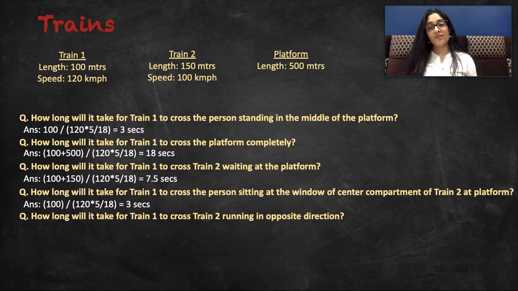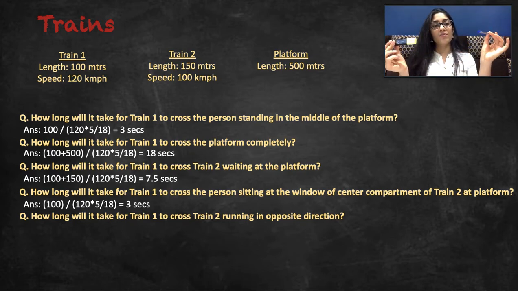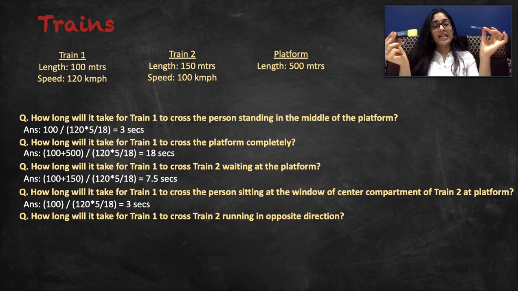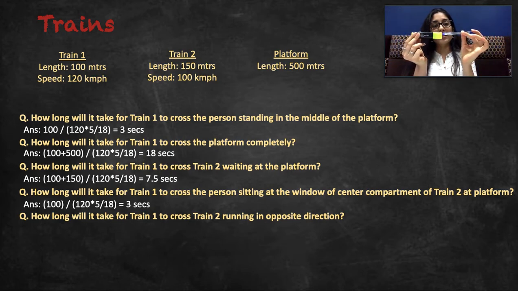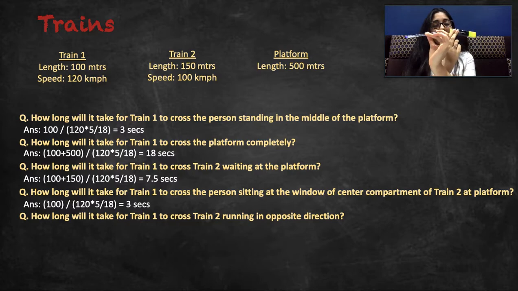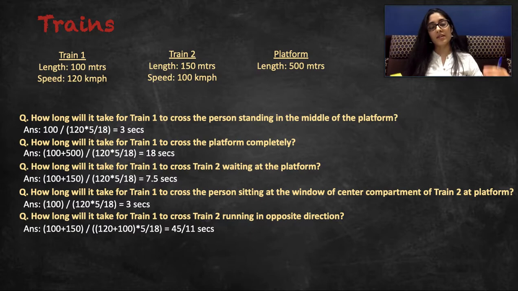How long will it take for train 1 to cross train 2 running in opposite direction? Now we have more than one object moving, so here's where relative speed will be introduced. If train 1 and train 2 are moving in opposite direction, time taken to cross each other will start from this moment and will end at this moment. So total distance is the length of both the trains, and speed will be the addition of both because they are moving in the opposite direction. That will give you 45 by 11 seconds.